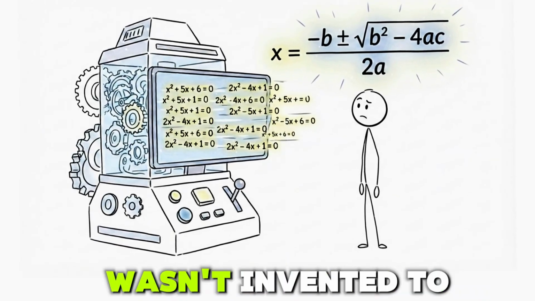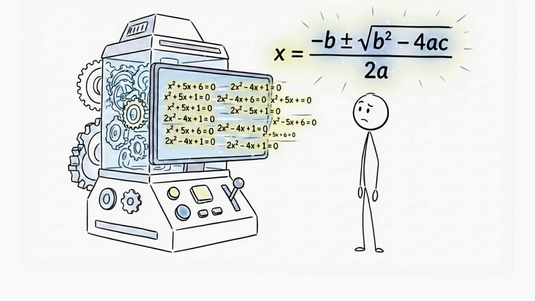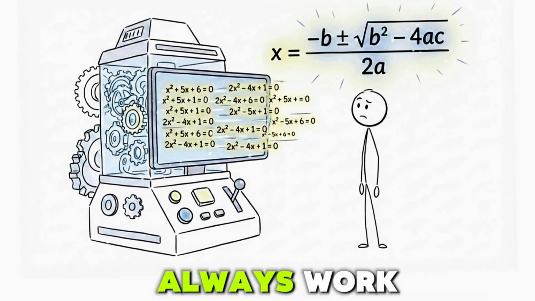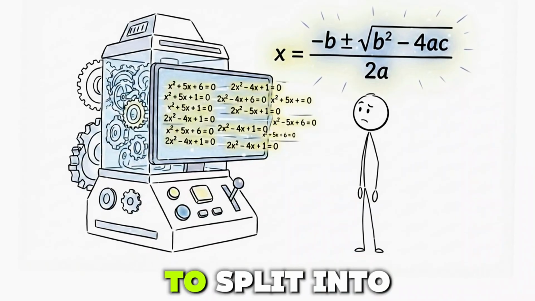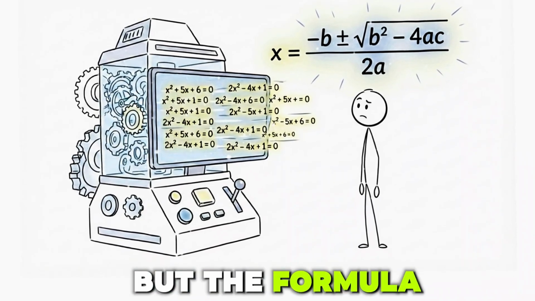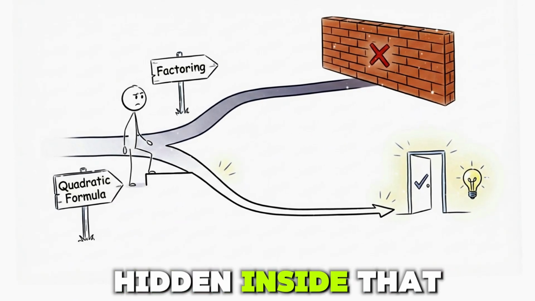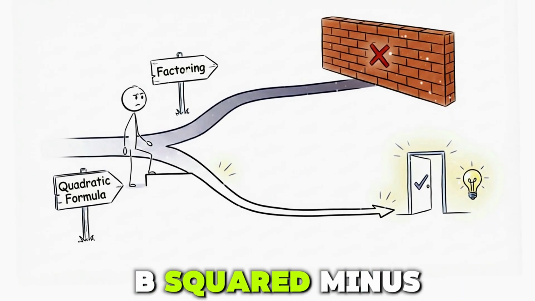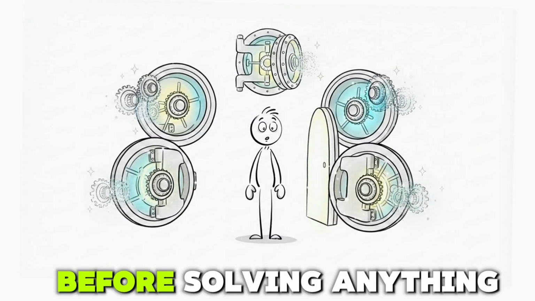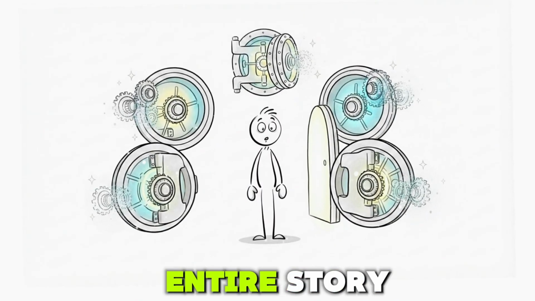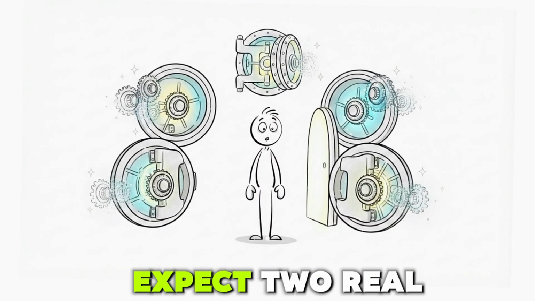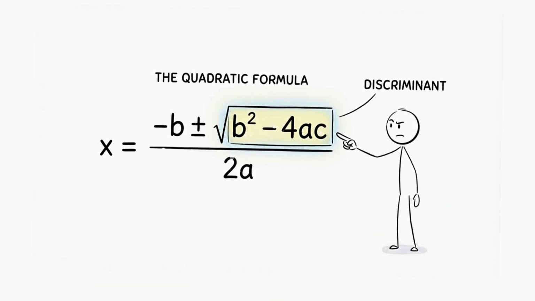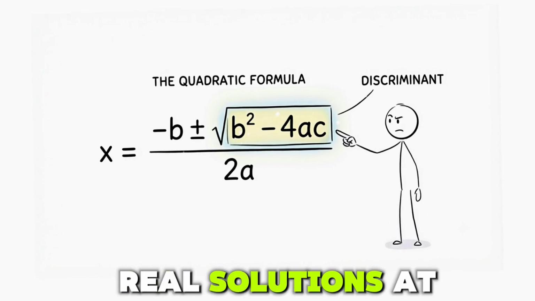The quadratic formula wasn't invented to make life complicated. It was created because factoring doesn't always work. Some equations refuse to split into neat pieces, but the formula still finds every possible solution. Even more surprising, hidden inside that formula is a small expression called the discriminant, b squared minus 4ac. Before solving anything, it predicts the entire story. If it's positive, expect 2 real solutions. If it's 0, expect 1 repeated solution. If it's negative, there are no real solutions at all.